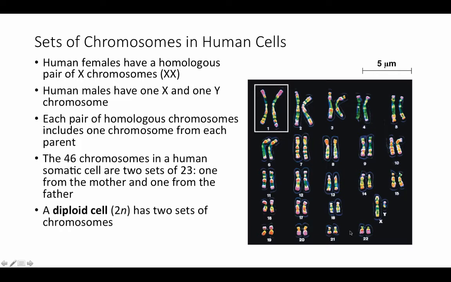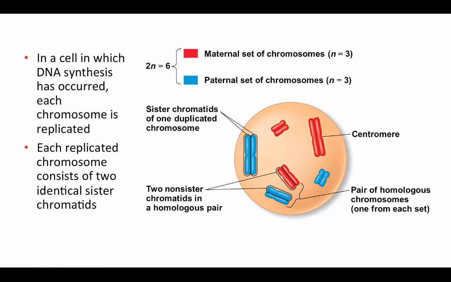And we call a cell with this complete complement of two sets of chromosomes a diploid cell. It's got two complete chromosome sets. A gamete with half of the number of chromosomes, or only one chromosome set, is known as a haploid cell. So for humans, the diploid number is 46. And we, again, refer to the number of chromosomes in a set as N, and this is going to have two N's. So let's just take another look at this terminology.